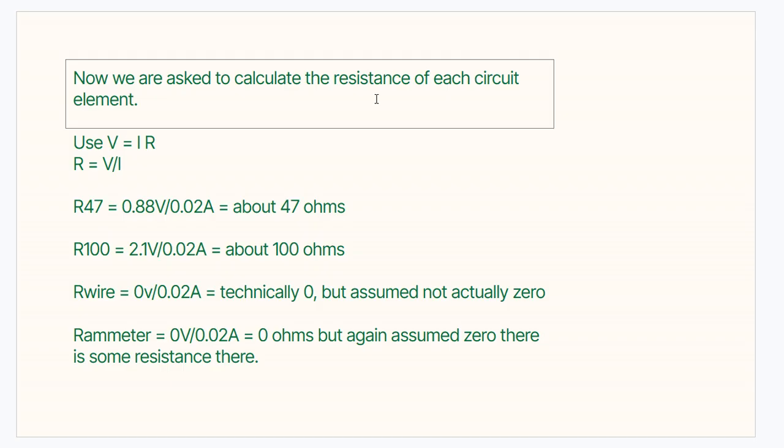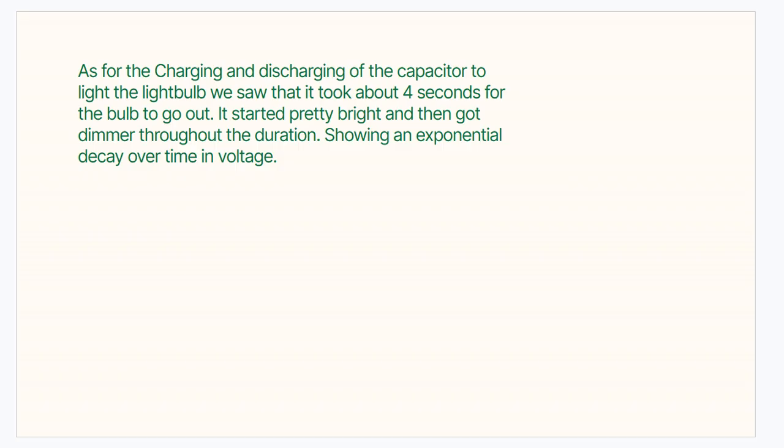Now we're going to use V equals IR, or R equals V over I, to calculate each resistance for each of the circuit elements. R47 equals 0.08 volts over 0.2 amps, 47 ohms, whatever. R100 should equal 100 ohms, so 2.1 over 0.02, about 100 ohms. The wire, the 0 volts, technically 0, not actually 0. We'll get to that later. Same with their ammeter. We're counting it as 0, but it's not really 0. There's probably some resistance in there.